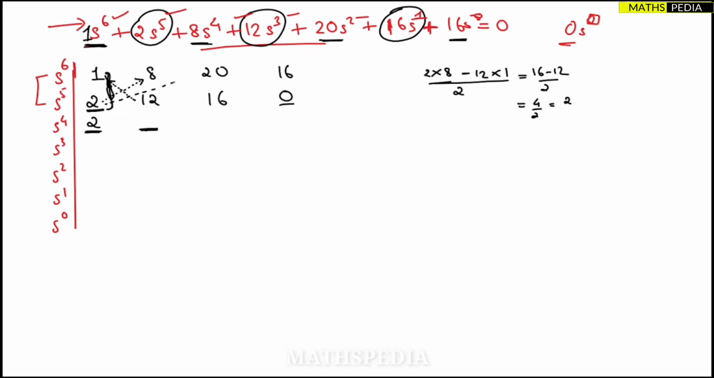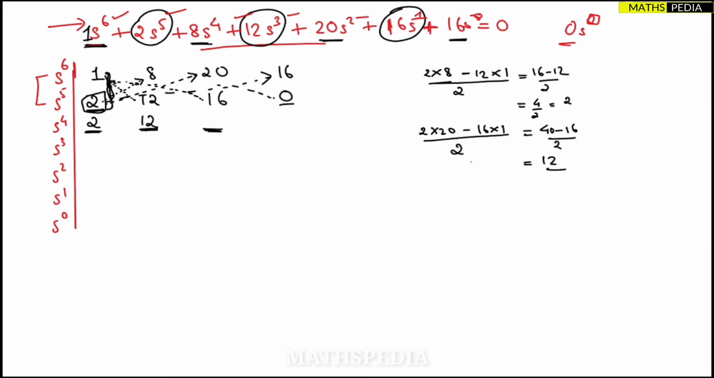Now multiplying 2 with 20 minus 16 into 1 divided by this element only, that is 2 into 20 minus 16 into 1 divided by that element only, that is 2, which is equal to 40 minus 16 divided by 2, which is equal to 24 by 2, it is 12. So here it will be, now this element, that is again 2 into 16 minus 0 into 1 divided by 2.